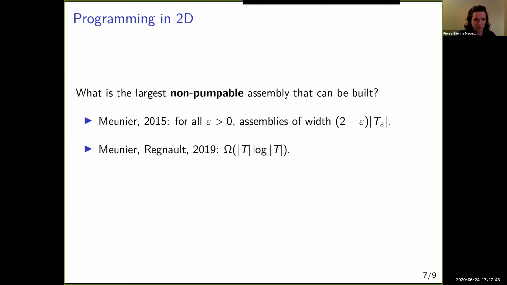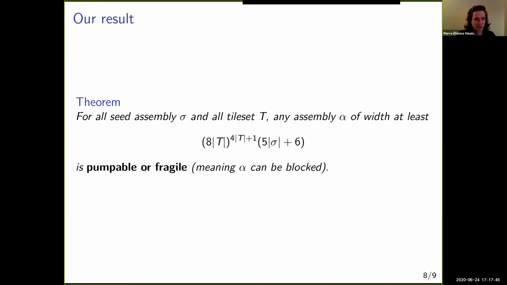How big can we get? Well, the theorem in our paper in STOC this year is that for all seed assembly sigma and all tile sets of size T, any assembly alpha of width at least T to the T times sigma is going to be pumpable or fragile, meaning that we can build another assembly beta before alpha that blocks alpha. So we cannot deterministically build something big.